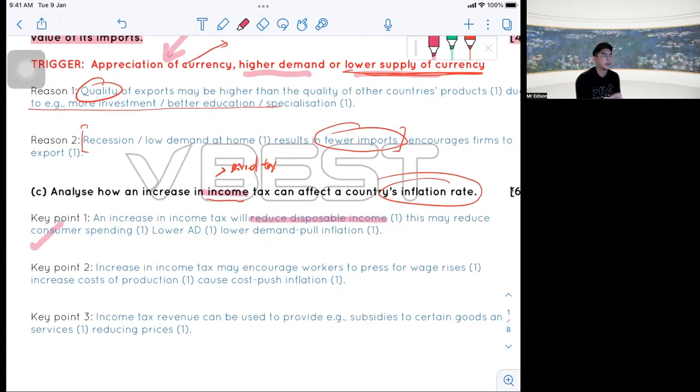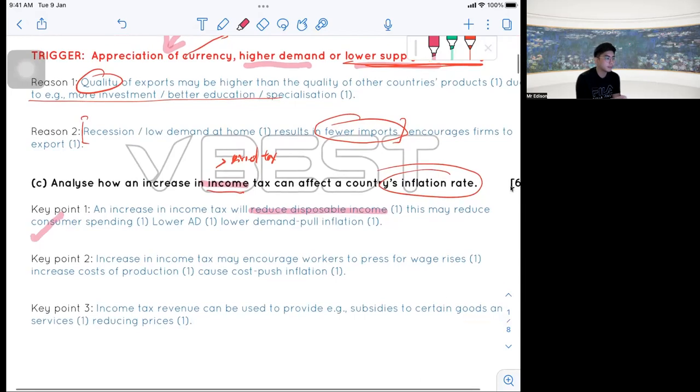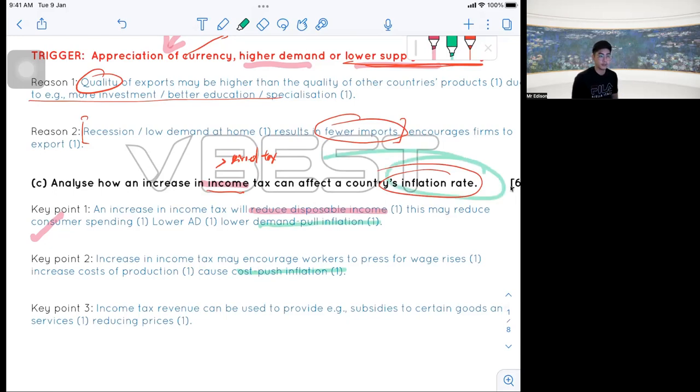Okay, and this one is the most direct one. The second one and the third one are not so direct. Let's look at it. An increase in income tax may encourage workers to press for wage rises. Basically they want to have a higher salary, because tax increases which means they have lower disposable income now. So in order to have higher disposable income, you need to have higher salary, and therefore cost push inflation. See that? Here we have demand pull, here we have cost push. That's why you need to understand the causes of inflation, then you have more points to write.